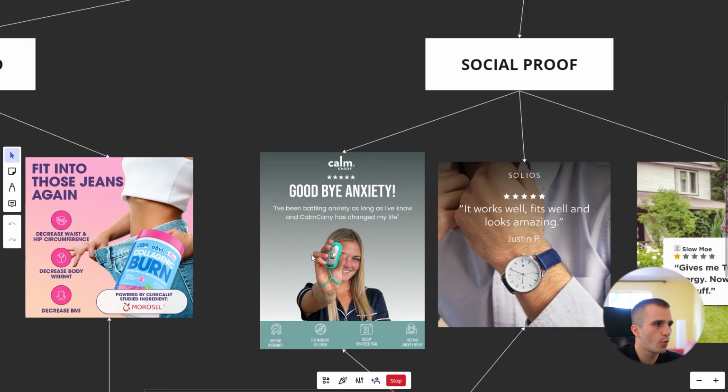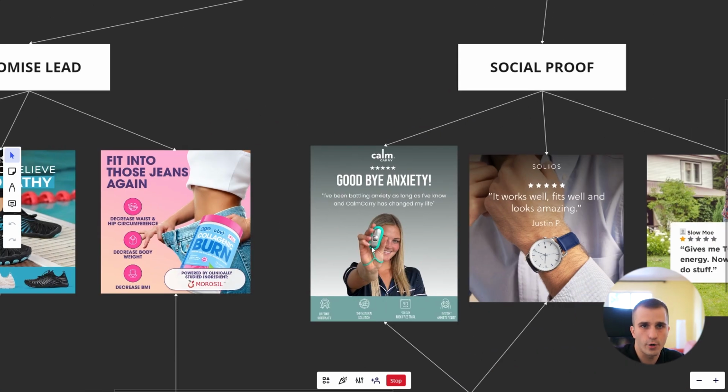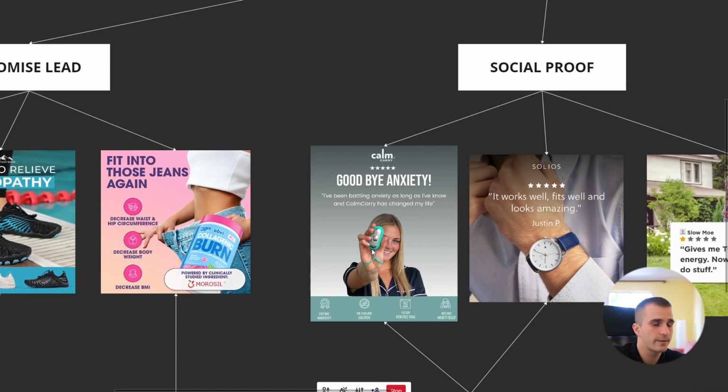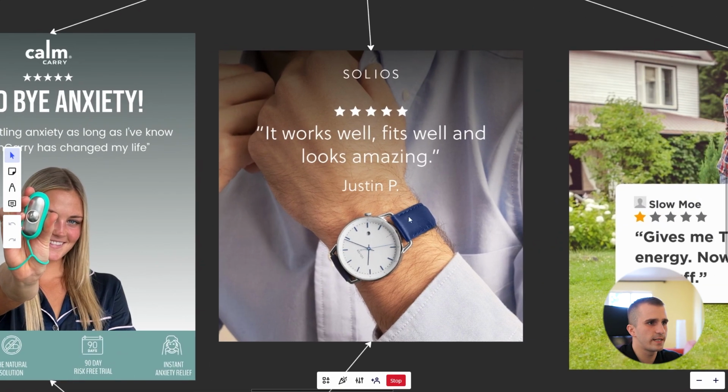It's really hard to know which of these two will perform better for your ad account until you test it. It could be that both of these just perform great, but you should test both and see which one performs better. So then the second example is for this watch. You can see it works well, fits well, and looks amazing. Then you have the name.